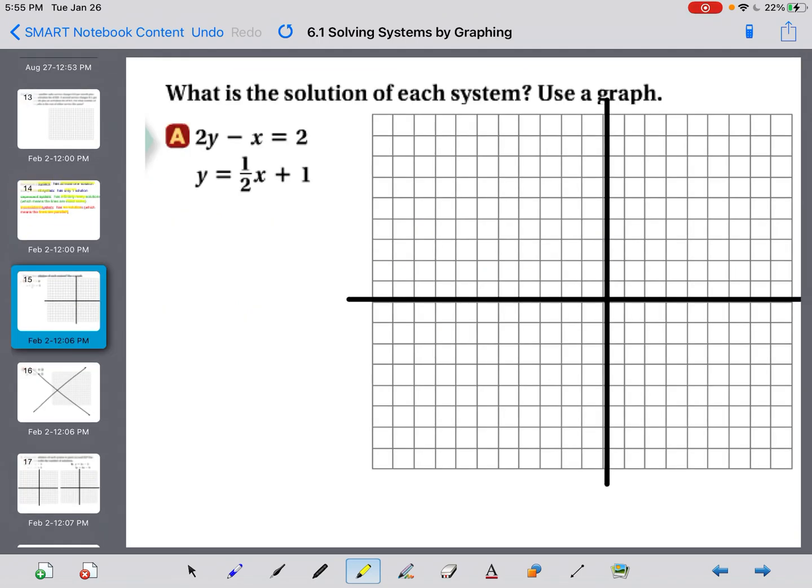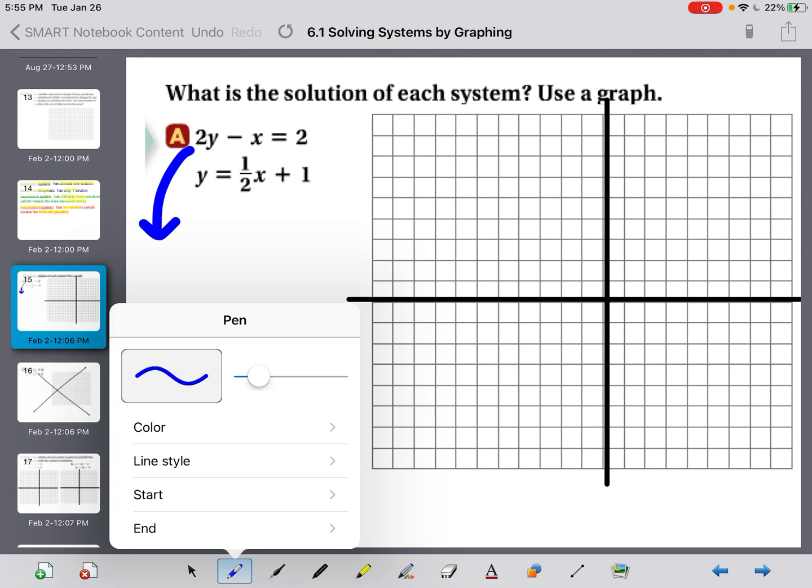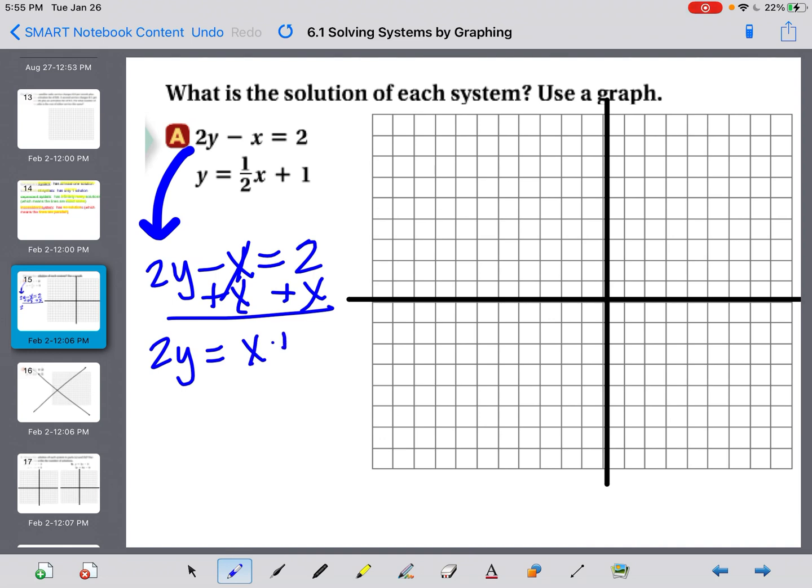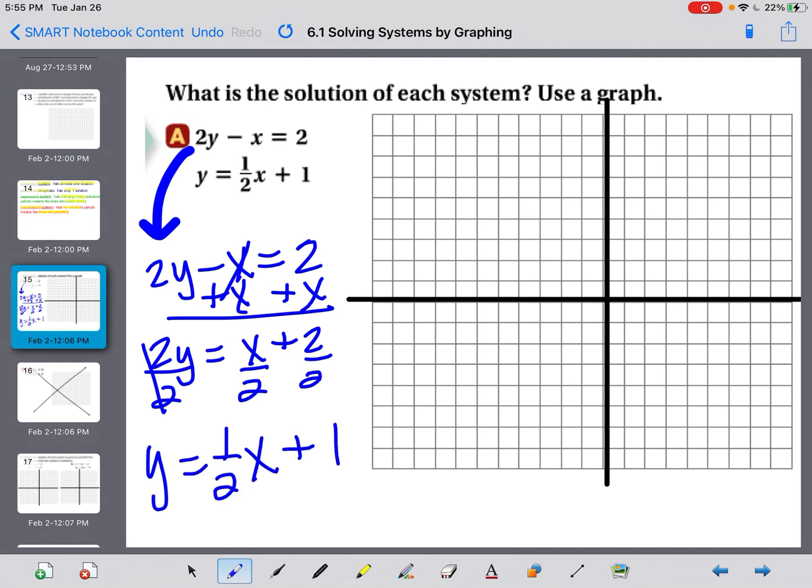Okay, what is the solution of each of these systems? We're going to try graphing them again. The only thing different today is that this one is not yet graphable. So we have to get it in a way that we can graph it. We want to get it in slope-intercept form. So what I need to do is get that y by itself. So I'm going to add the x. 2y is equal to x plus 2. Divide everything by 2. So I have y is equal to 1/2 x plus 1.